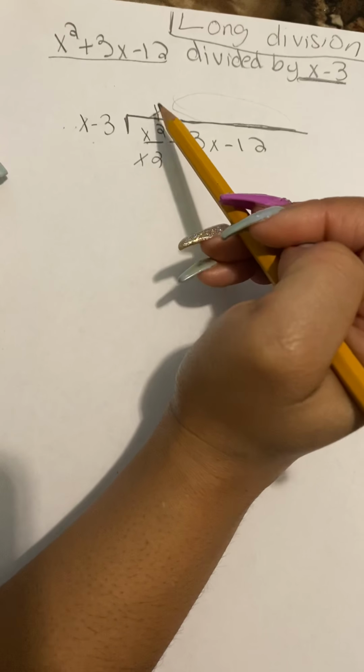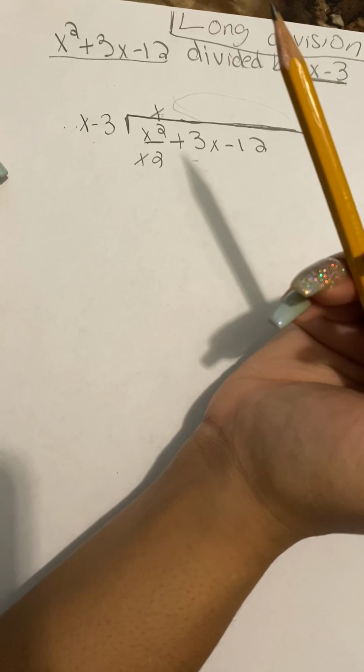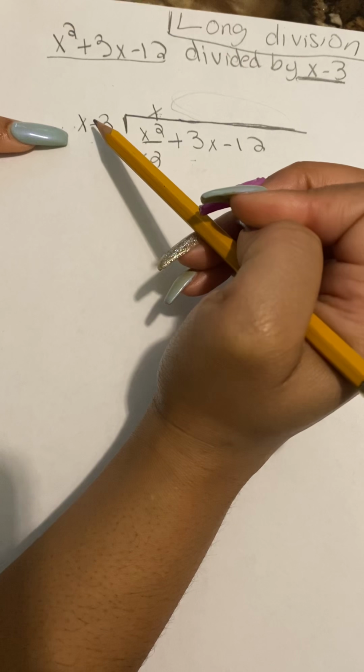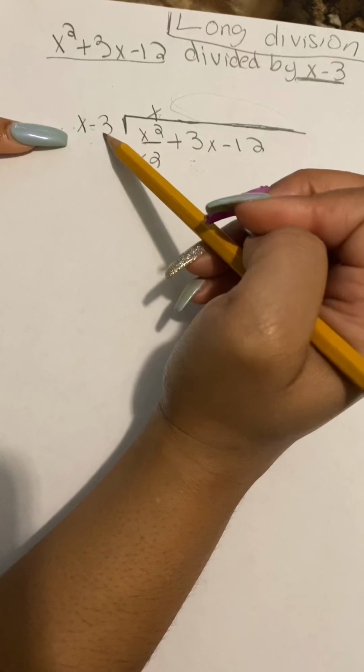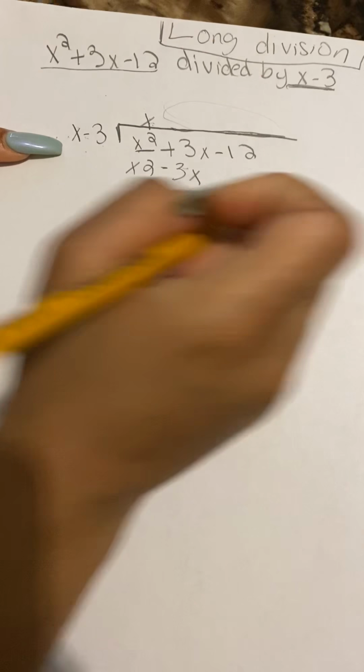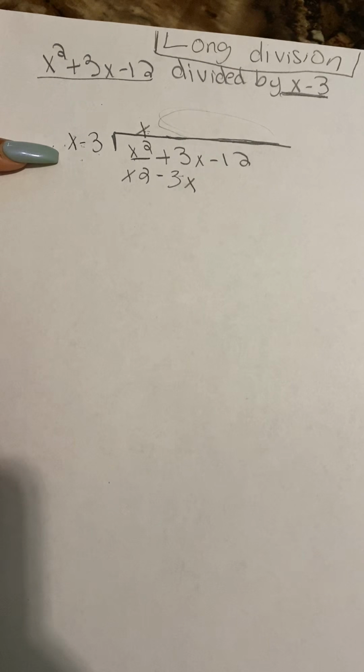Then you're going to take your same value, because you have to finish the entire divisor. You're going to multiply it times the rest of the divisor, which is a -3. So x times a -3 is a what? -3x. Okay? So that's the first portion.